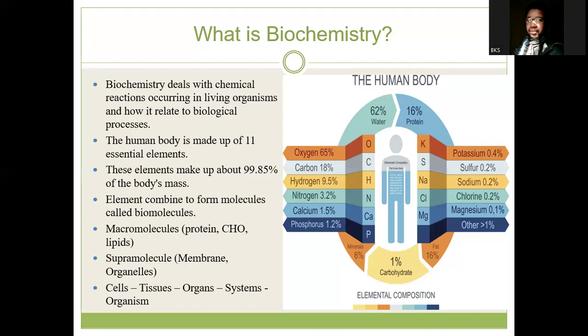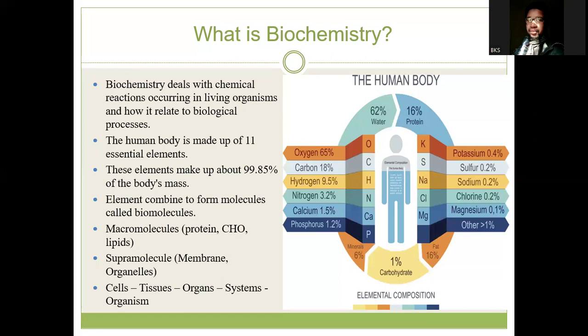These organelles also come together to form a cell, and a number of cells work together to form a tissue, a number of tissues form an organ, a number of organs work together to give a system, and a number of systems work together to give an organism. So we have an organism made up of these constituents, and these constituents are actually building blocks from elements.